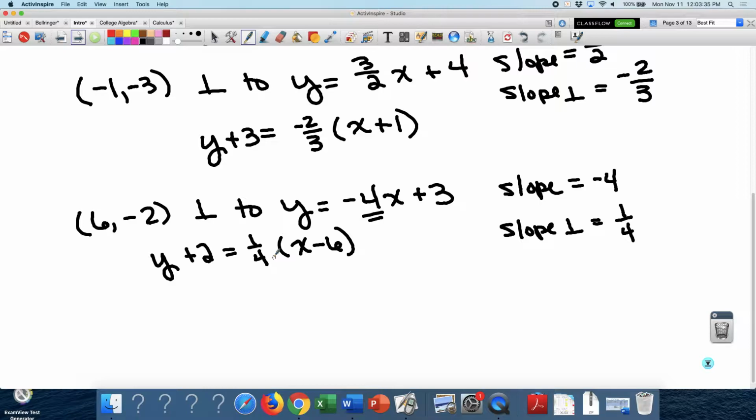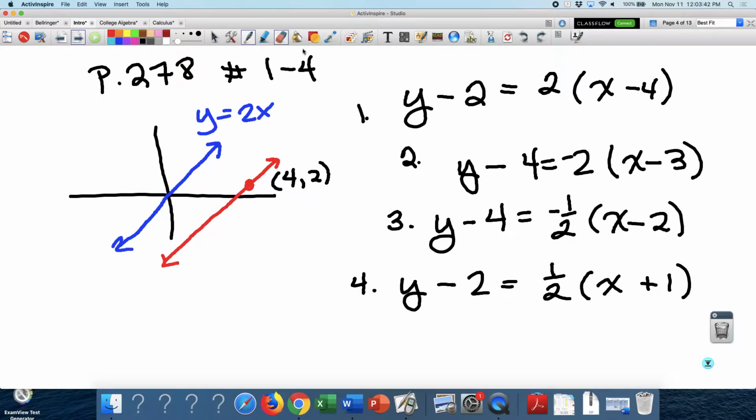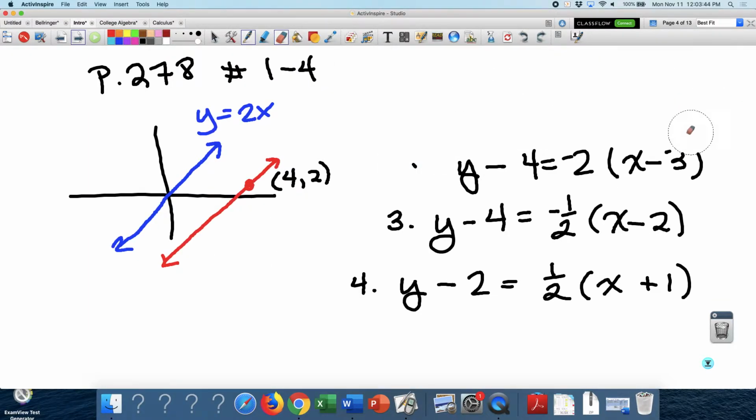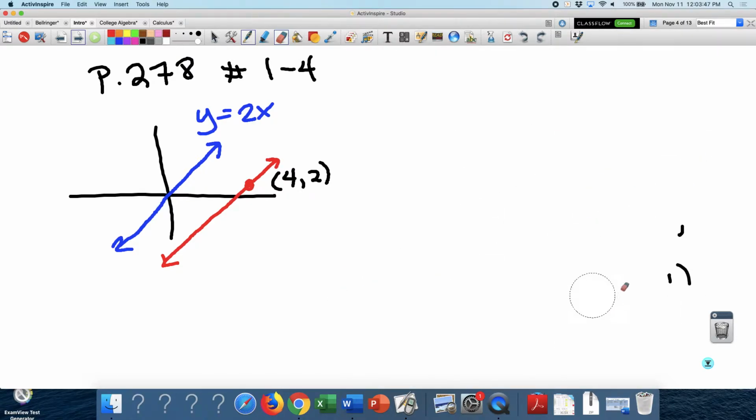Well, let's practice some in your notes. Turn to page 278, and I'm going to show you what we're going to do here. These are going to go in your notes. You're not going to turn these in. Not this section anyway. So they're wanting you to write the equation of the red line. Does everybody see the red line on number 1 in your book on page 278? So let's go ahead and write y minus y1 equals m times x minus x1.